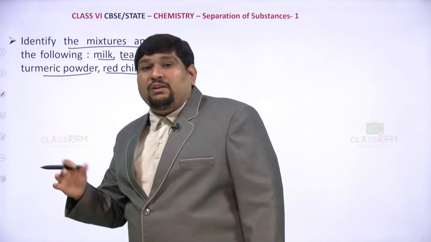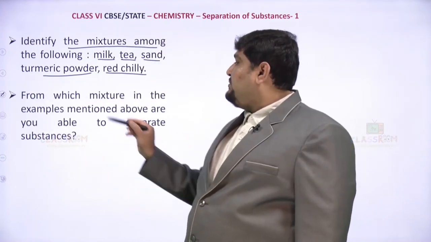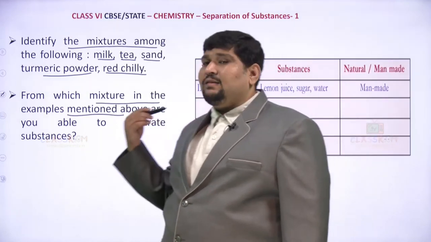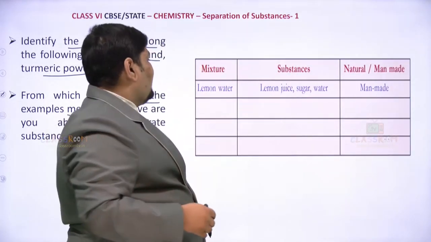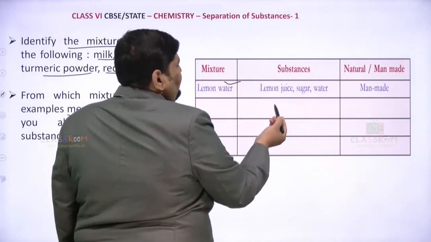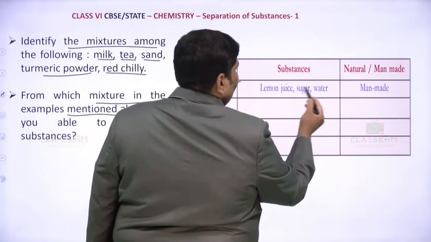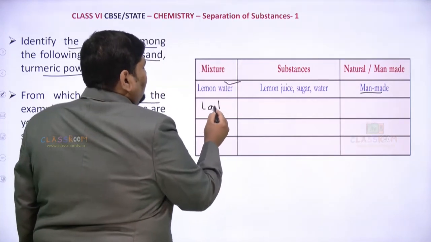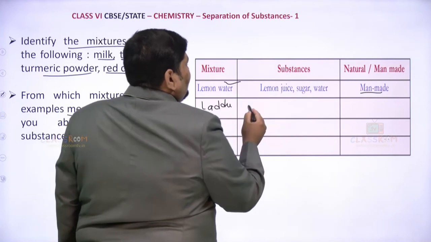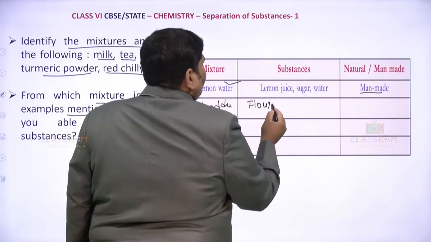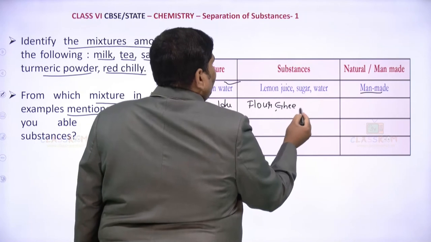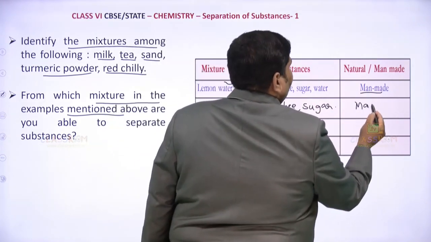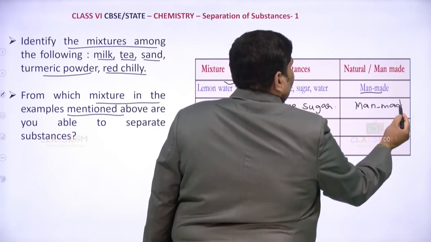So which are natural or which are man-made, and from which mixtures in the examples mentioned above are you able to separate the substances. So you can see the example like lemon water, that's nothing but lemon juice. Lemon water, lemon juice, sugar water, which is made by man. Same when you go for laddu. In case of laddu also, as you know, we use flour, we use ghee or oil, and we use sugar and all. So in this case also, we say this is one example of man-made.